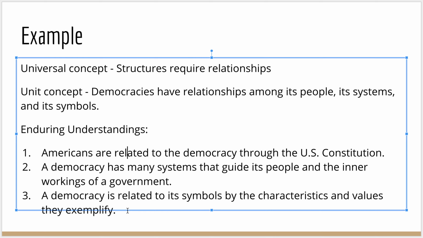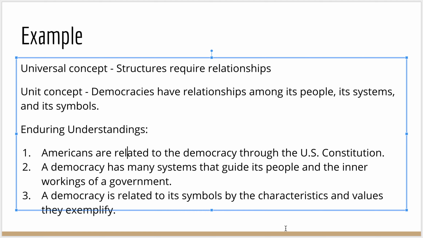Okay, a democracy is related to its symbols by the characteristics and values they exemplify. That was really a part of the unit overview for this strand. Democracy is related to its symbols by the characteristics and values they exemplify. I've got related, I've got structure, I've got symbols, which is part of the standards.